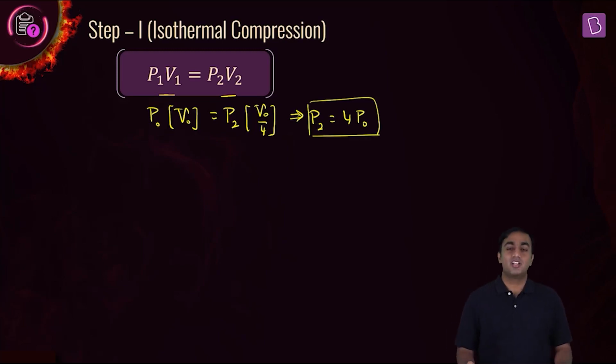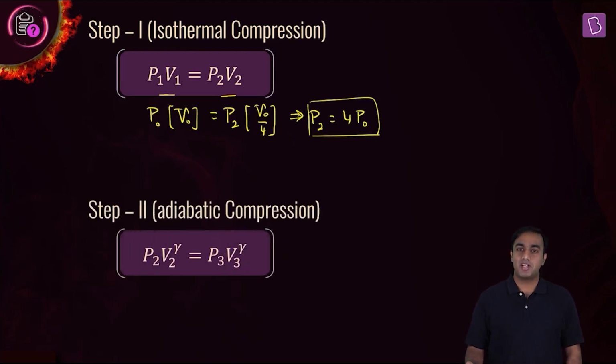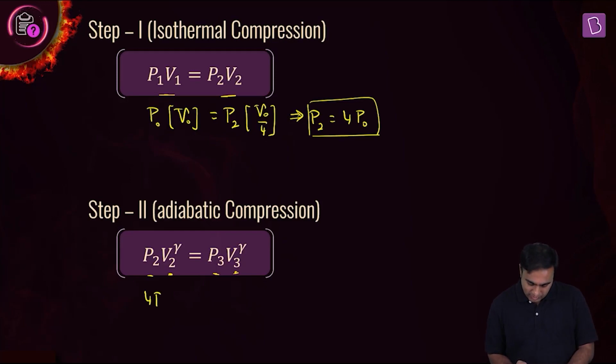Alright. Now let's look at the next process, which is sudden compression or adiabatic compression. The law which governs the adiabatic process is PV to the power gamma equals constant, where P is pressure, V is volume and gamma is the adiabatic constant. In this case, the pressure and volume change from P2 V2 to, let's say, P3 V3. But we know what P2 and V2 are. P2 is 4 times P naught and V2 is V naught by 4.